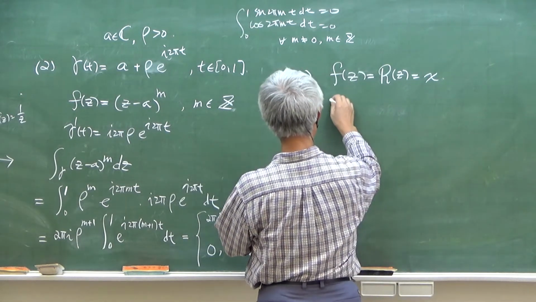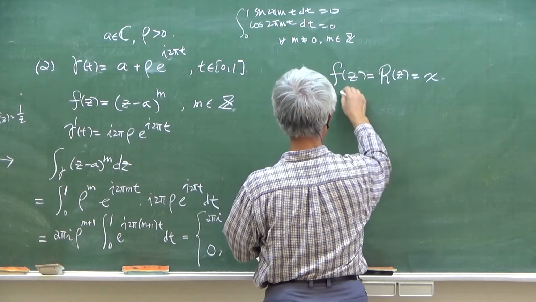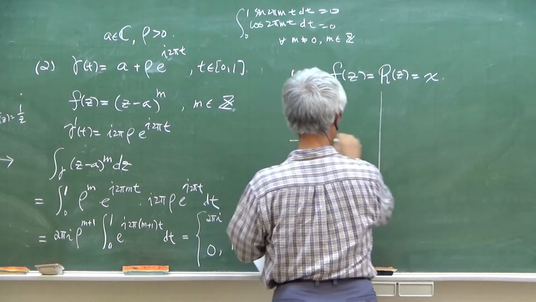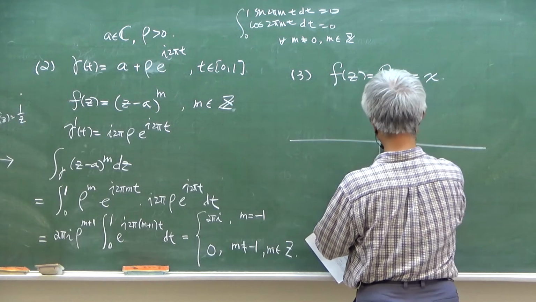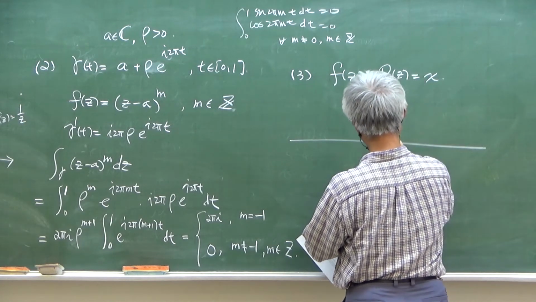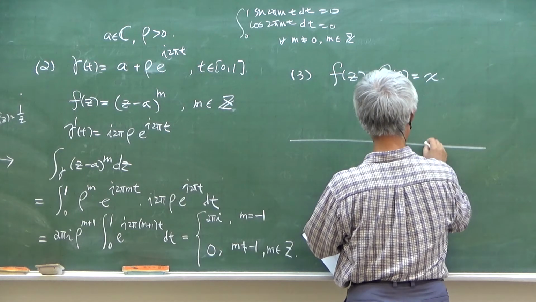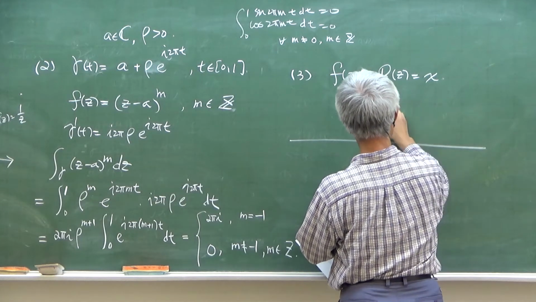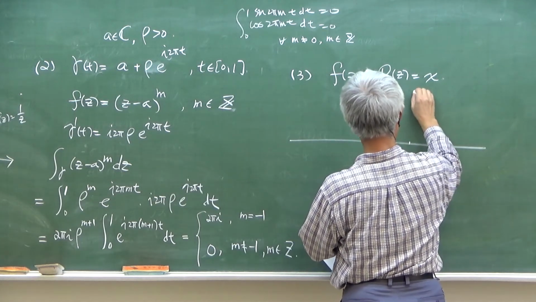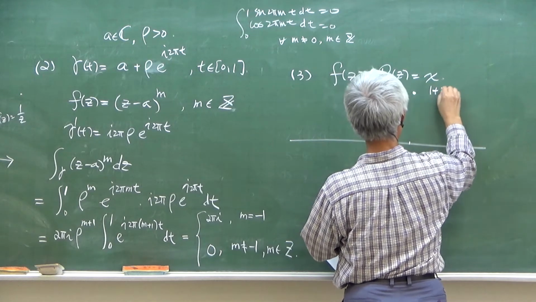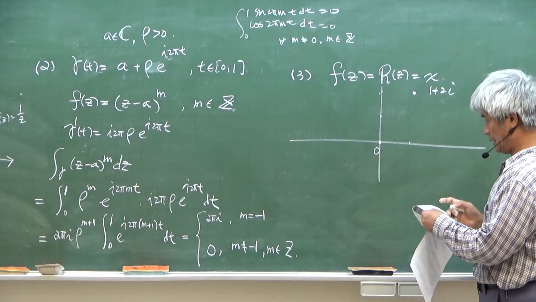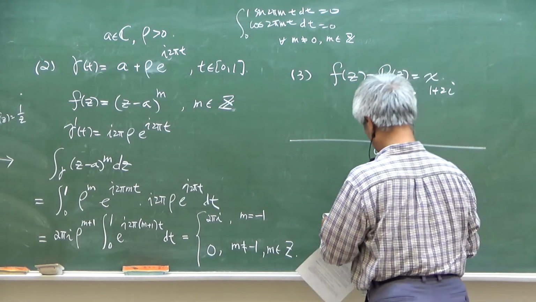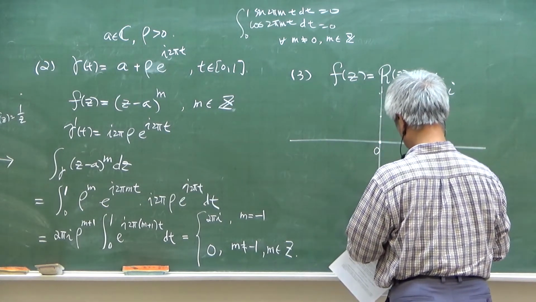Now, we consider two paths. There are two different paths, from 0 to this point. So this point is 1 plus 2i. And we have things like here.